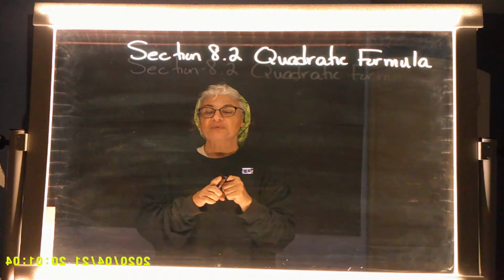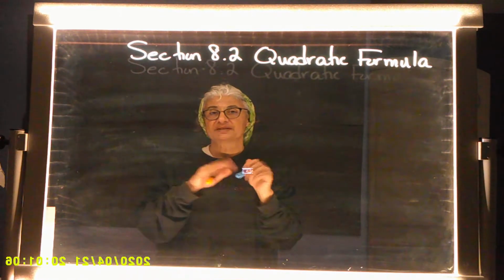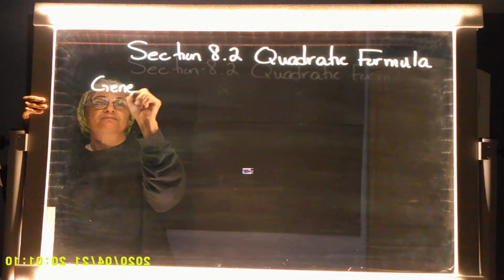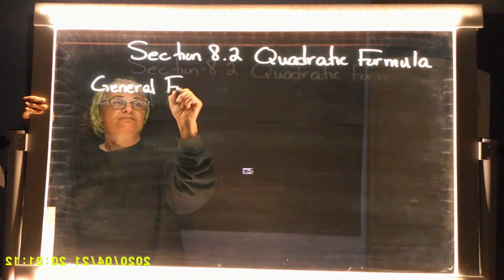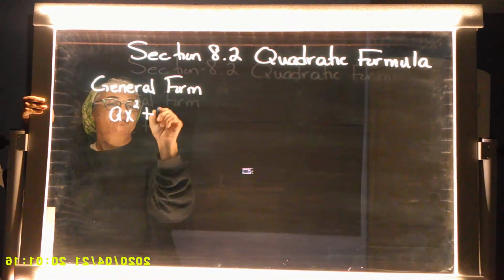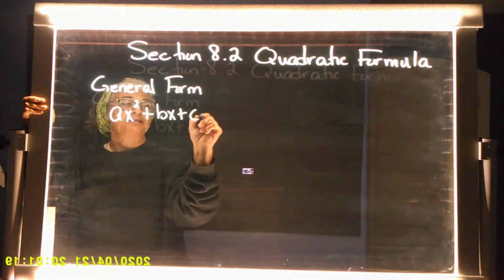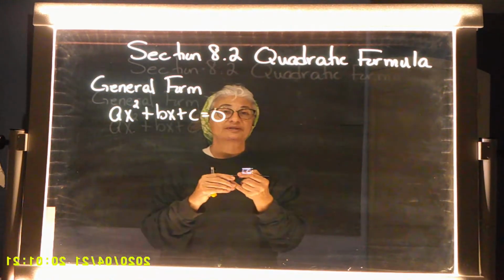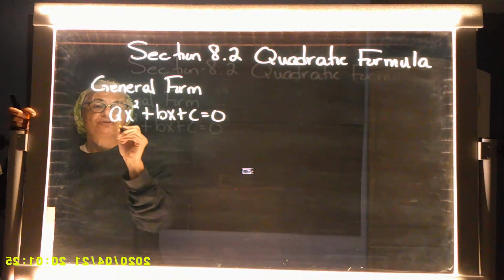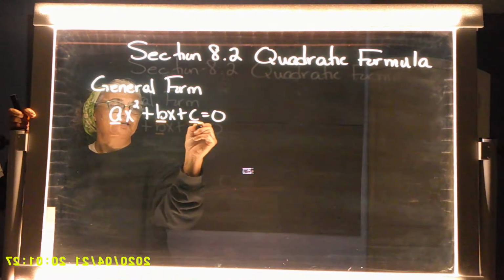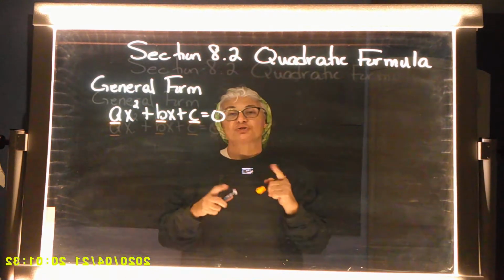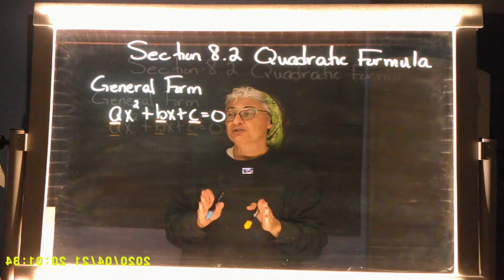Now, the generic form of a second-degree equation looks like this. ax squared plus bx plus c equals 0. If I'm solving for x, then my coefficients are a, b, and c is that constant. Are you with me? Okay, so now the quadratic formula looks like this.